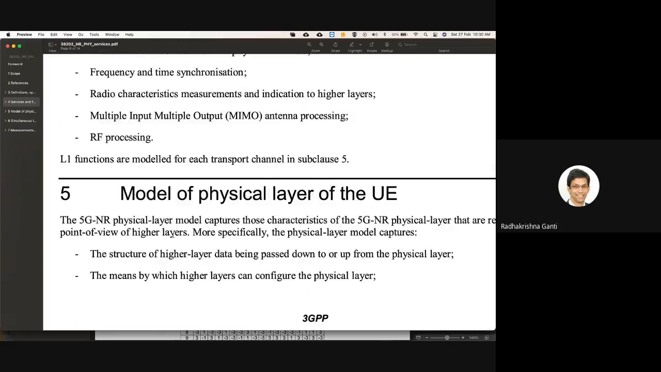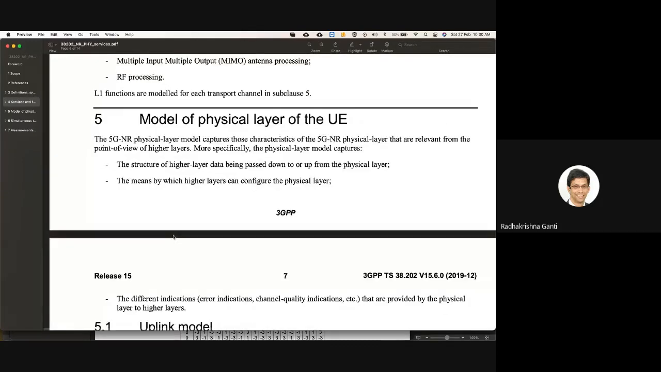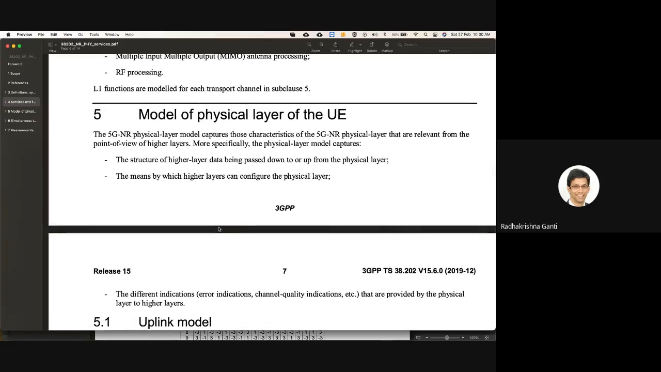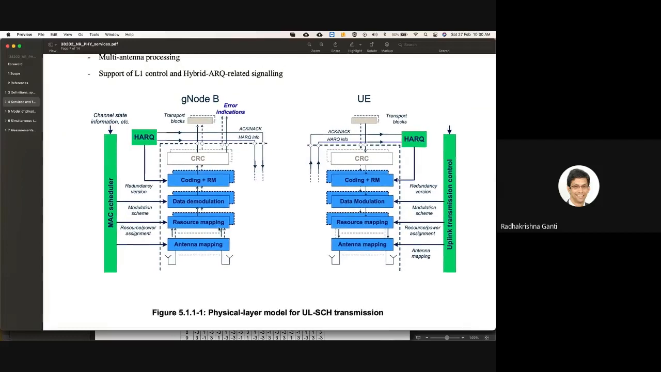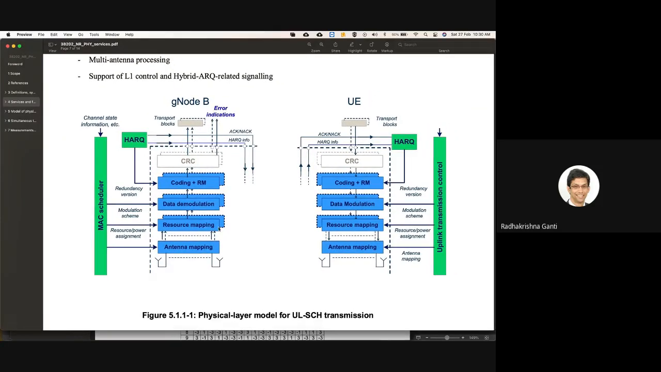This is the overview. Now they tell what the model of the physical layer is. This is just a model, you don't have to implement it like this, of the physical layer of the UE. This is the diagram in which the UE is transmitting and the gNodeB is receiving. This is the uplink shared channel, ULSCH. Transport blocks are coming from the higher layers of the UE.